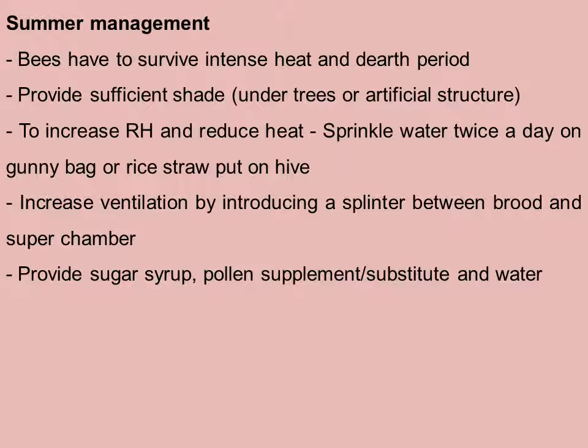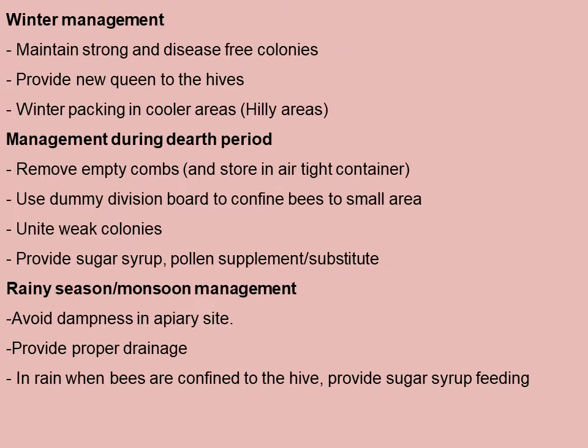Provide sufficient shade under trees or an artificial structure. To increase relative humidity and reduce heat, sprinkle water twice a day on a gunny bag or rice straw and put it on the hive. Increase ventilation by introducing a splinter between the brood and super chamber. Provide sugar syrup, pollen supplement or substitute, and water.